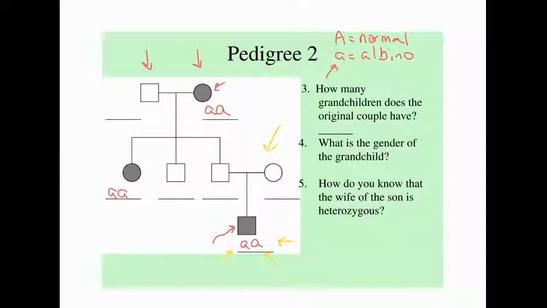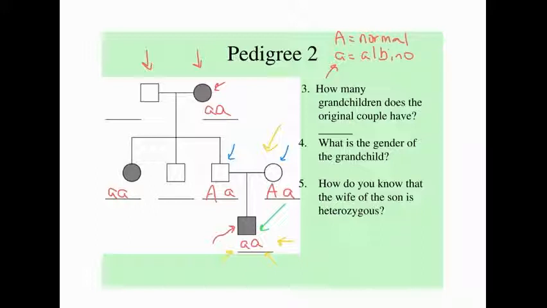So, we know that both of these parents have a little a. They have to, because how would their son have gotten a little a unless they got it from the parents? Now the question is, for those two parents, what's their other letter? We know it can't be another little a. How do we know that? Well, simple. If it was another little a, that circle would be shaded in. Same with that square. So it cannot be little a. It's got to be the dominant capital A, because the parents do not have albinism themselves.